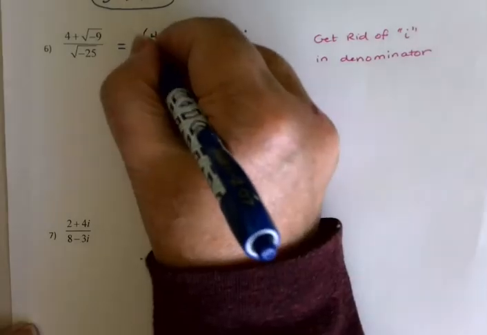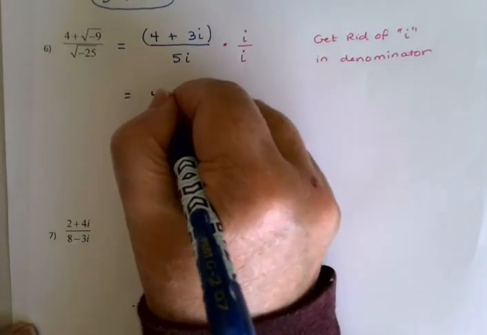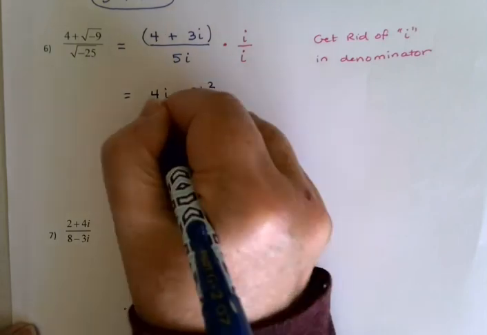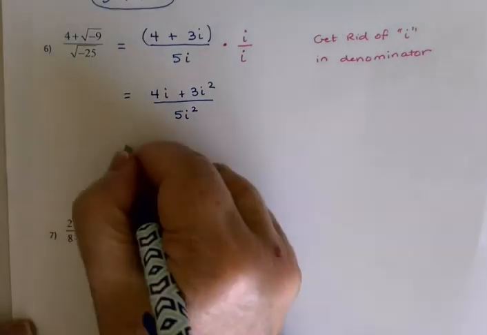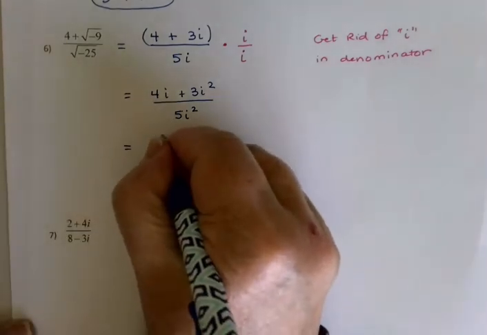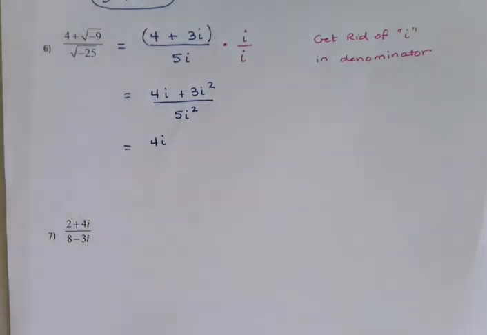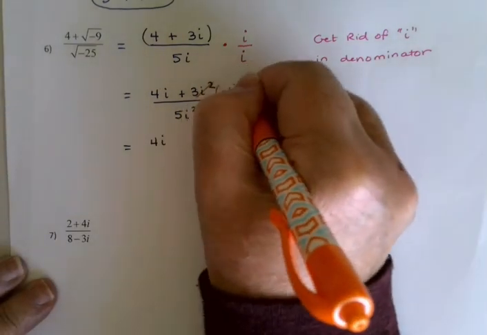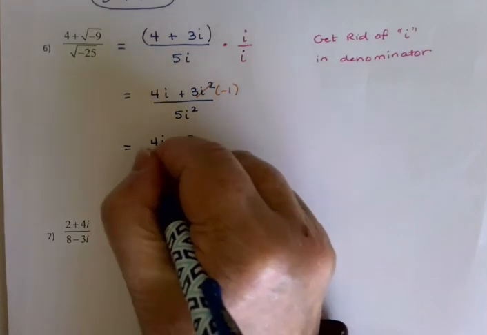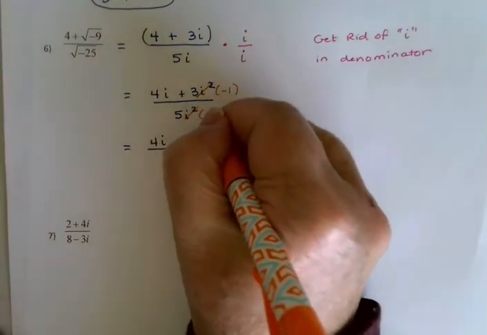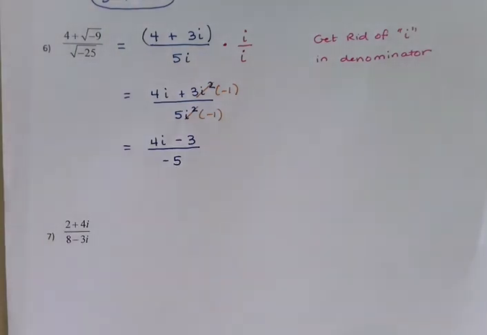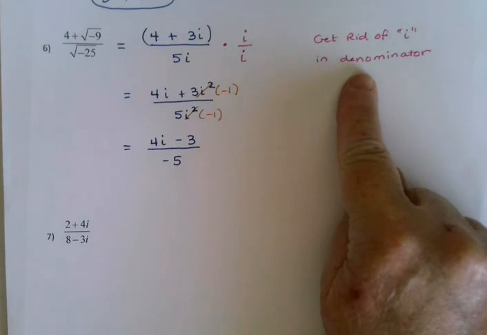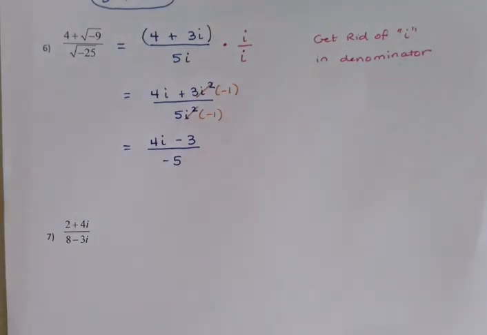All right, let's do that. On top, I will have to distribute, so I'll have 4i plus 3i squared, and the denominator is 5i squared. That's really 3 times negative 1, so I can make that minus 3, and the bottom is really 5 times negative 1, so I can make that negative 5. Okay, so I've done this. I've gotten rid of the i in the denominator.